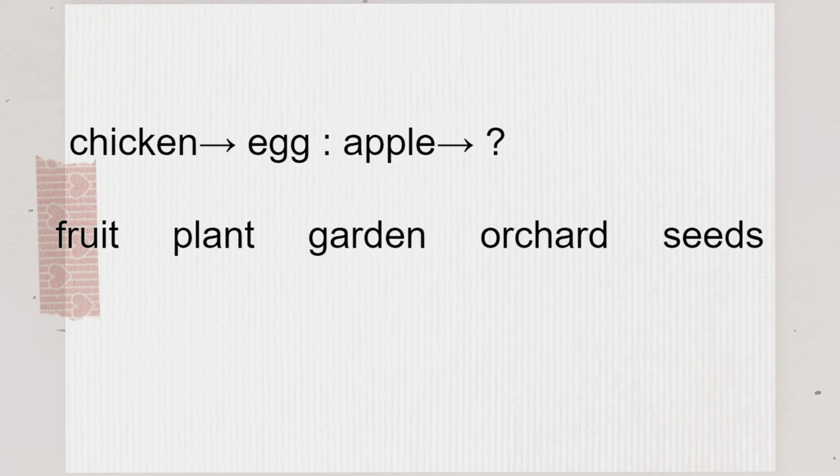The correct answer is seeds. A chicken originates from an egg. An apple originates from seeds. In this case, the second word is the origin of the first word.